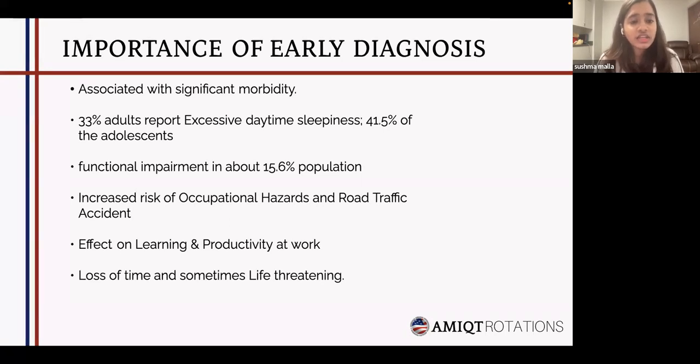Around 33% of adults report excessive daytime sleepiness. And this is not an age-related issue, because 41.5% of adolescents also complain of this. In total, it results in functional impairment in about 15.6% of the adult population of the US. It could affect learning. If there's a child, they usually sleep in the classroom. And even at work, people report excessive sleepiness, which decreases their productivity.